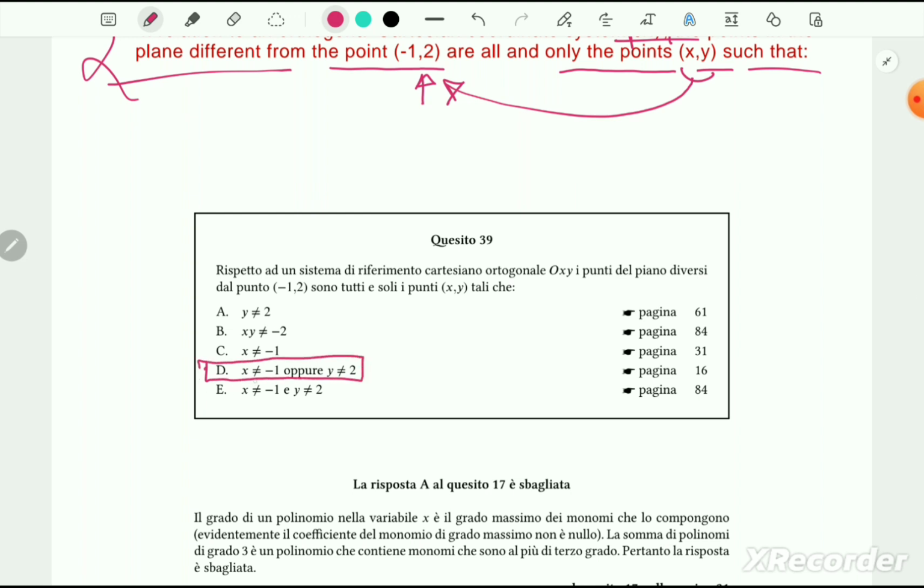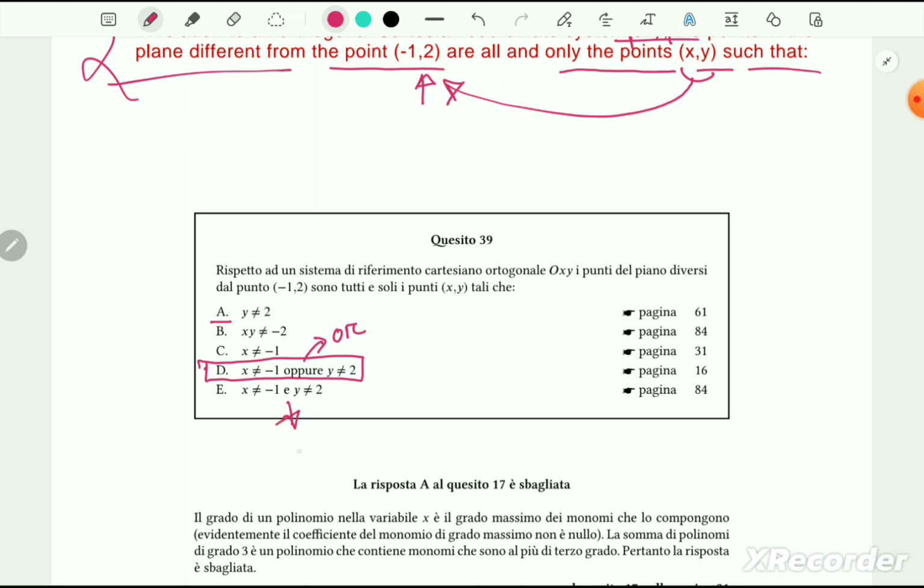Like if x not equal to -1, or (or means or), y not equal to 2, in that case we'll always get a different point. But let's say option A, y not equal to 2, yeah, that's correct, that's partially correct, but that is not the full answer. Full answer would be either y not equal to 2 or x not equal to -1. If we change either value, then we'll get the correct answer.